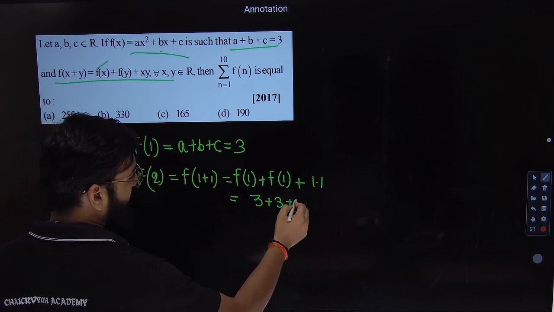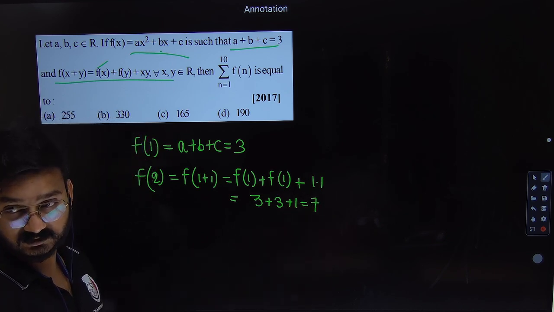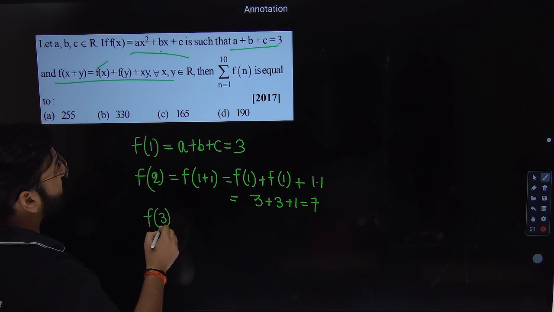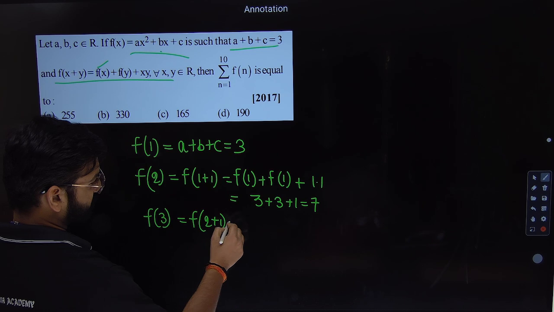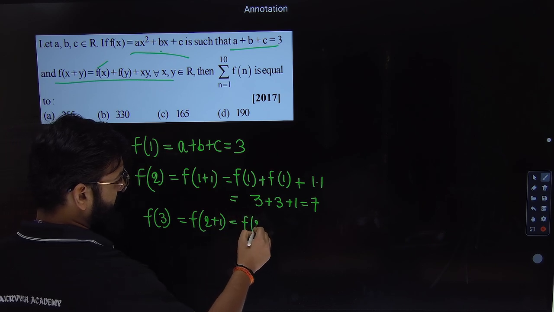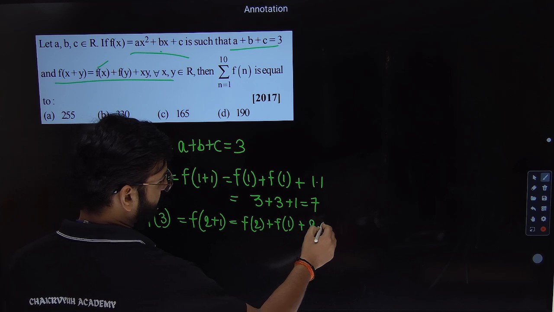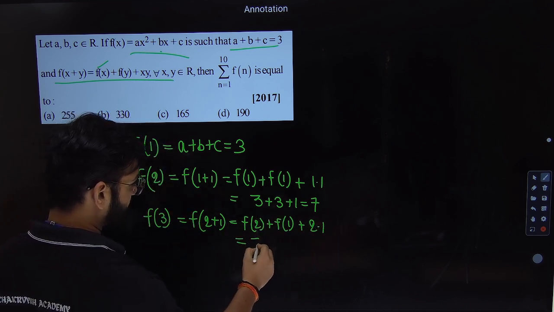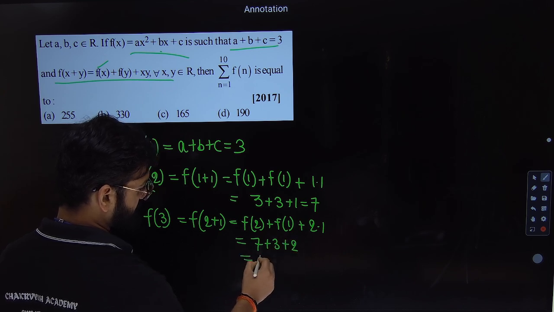And what is 1 into 1? What is the value of f of 2? 7. Similarly, find f of 3. f of 3 will be f of 2 plus f of 1 plus 2 into 1. So f of 2 is how much? 7 plus 3, 10 plus 2, 12.